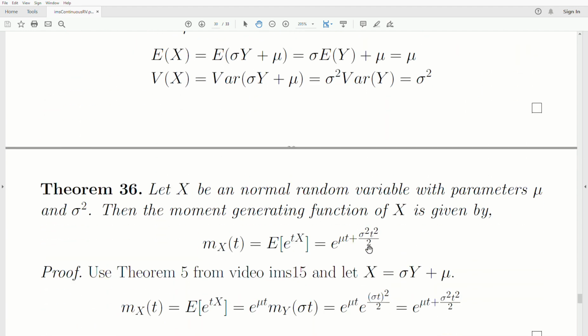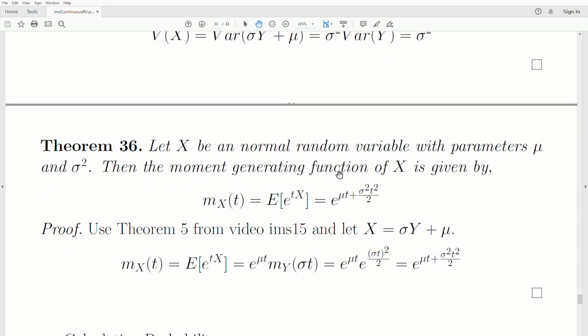Now let x be a normal random variable with parameters mu and sigma squared. Then the moment generating function of x is given by this expression. The expected value of e to the tx, that's the definition of a moment generating function. And we're saying it's e raised to the mu t plus sigma squared t squared over 2.